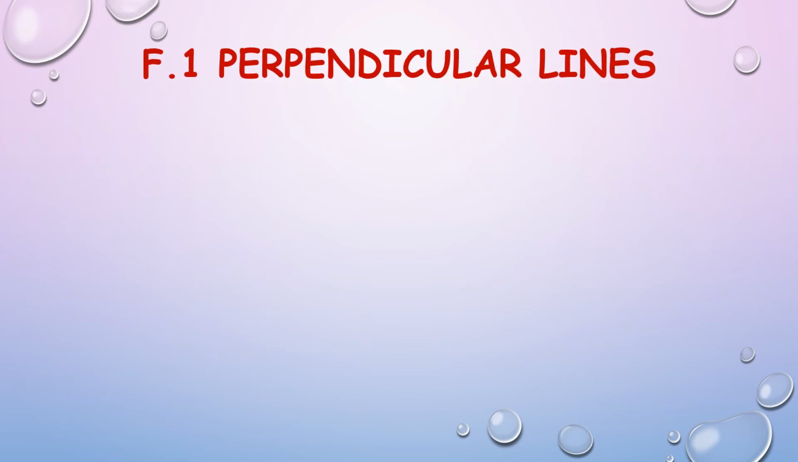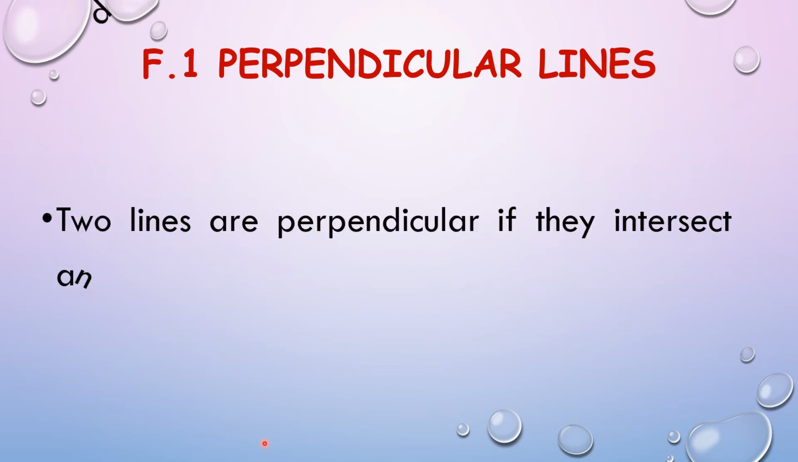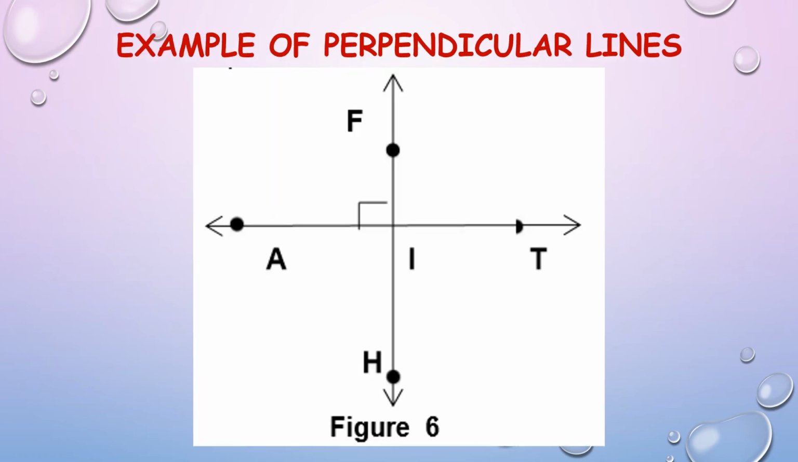Proceed to perpendicular lines. Okay, two lines are perpendicular if they intersect and form right angles. So when we say right angles, the measure of the angle is 90 degrees. So let's have an example of perpendicular lines.